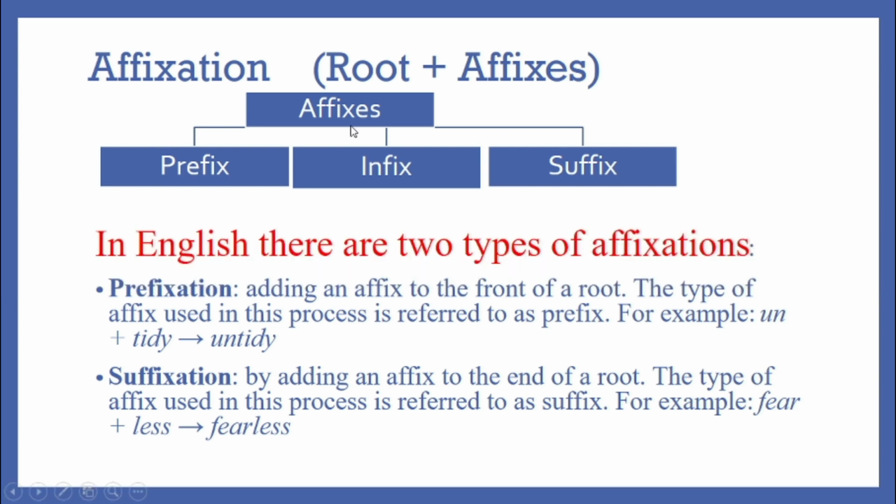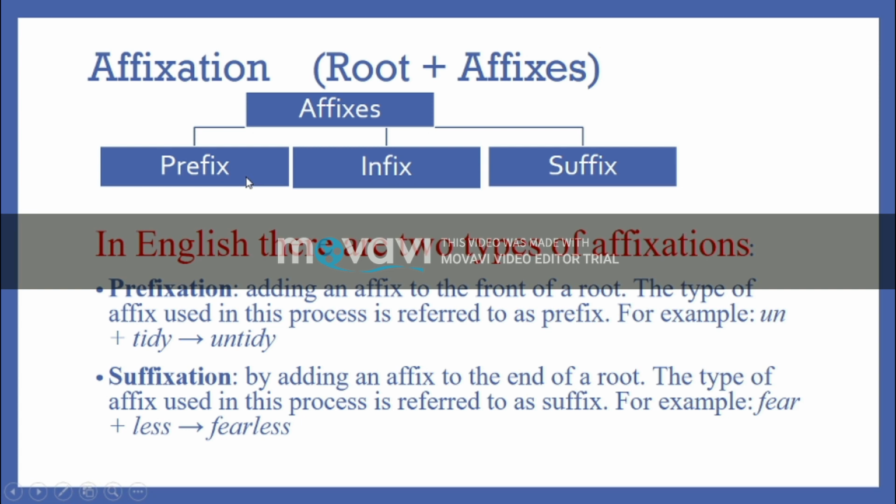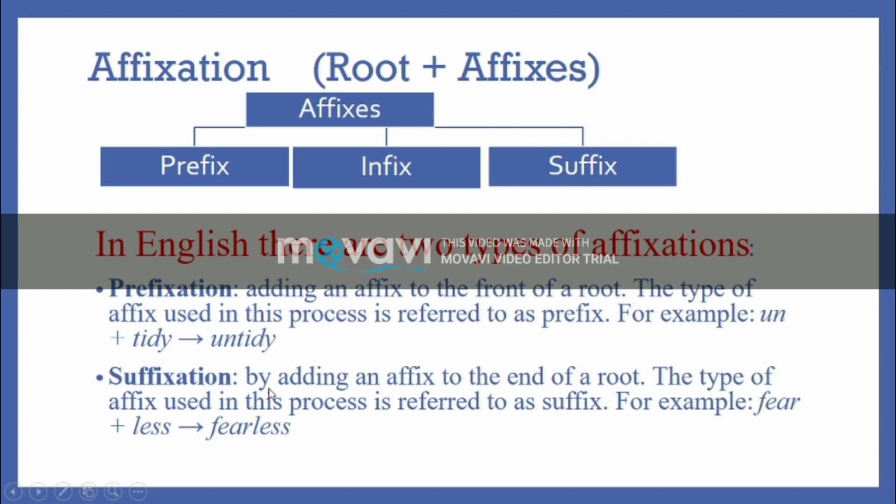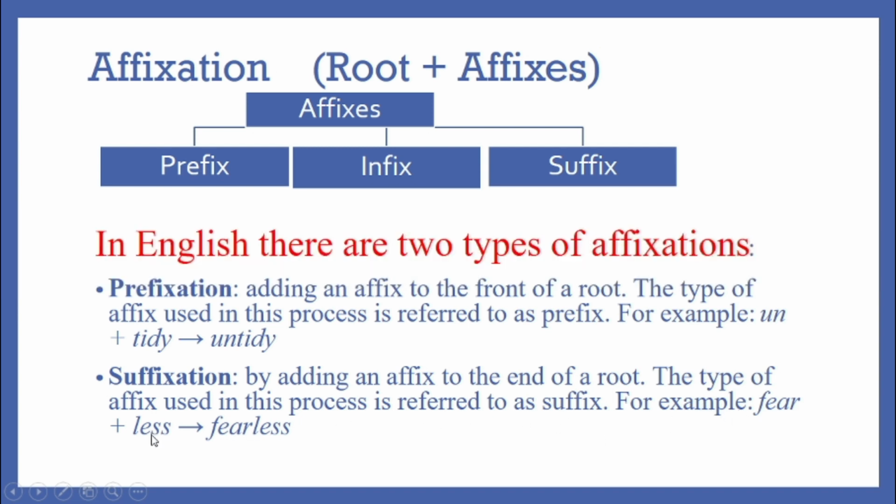So there are three types of affixes in any language, but in English there are only two types of affixation. The first one is prefixation and the second one is suffixation. In prefixation, we have an affix added to the front of a root. The type of affix used in this process is referred to as prefix. For example, un plus tidy, untidy. In suffixation, we add an affix to the end of a root. The type of affix used in this process is referred to as suffix. For example, fear, and you add an affix less, which is the suffix here, and you get the word fearless.